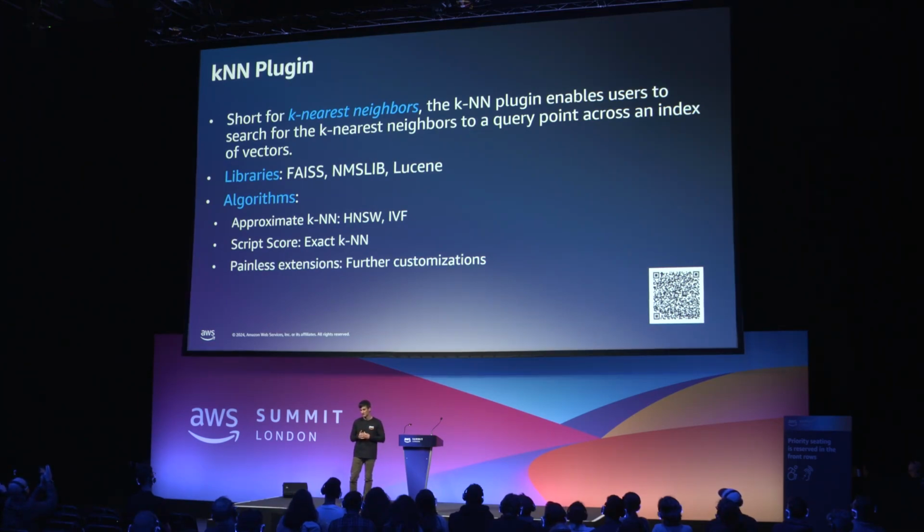Here you can have the transformation and the search of vectors and finding similar vectors. You can use different libraries, like the Lucene library, the FAISS library, or the NMSLib library, which are different implementations of the KNN algorithm. You can also use different variations of the KNN search: approximate KNN, which works great for use cases where you have billions of vectors; exact KNN when you need maximum search relevance; or you can even do further customizations with painless extensions.